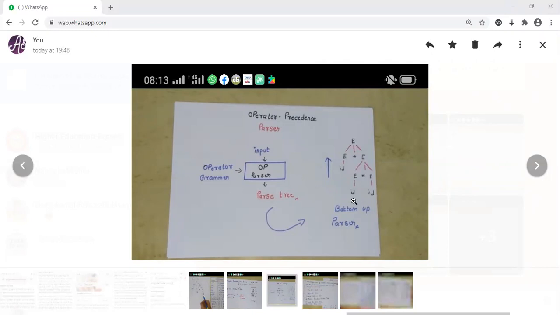So here we have id and asterisk id. This is the production we have, and we simply reduce this up to E, then E plus E with the id reduction, and finally we reach capital E. So it's the starting symbol. This is the way we approach it in a bottom-up parser.